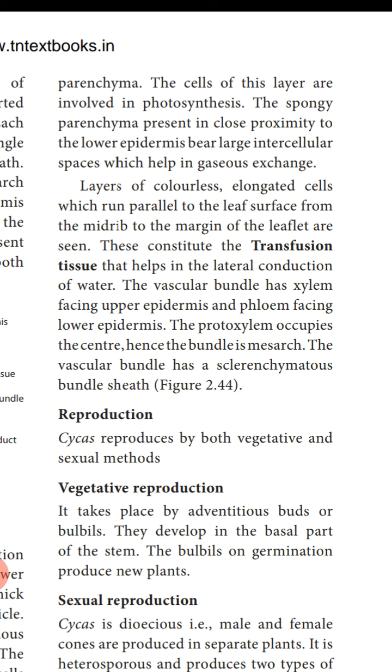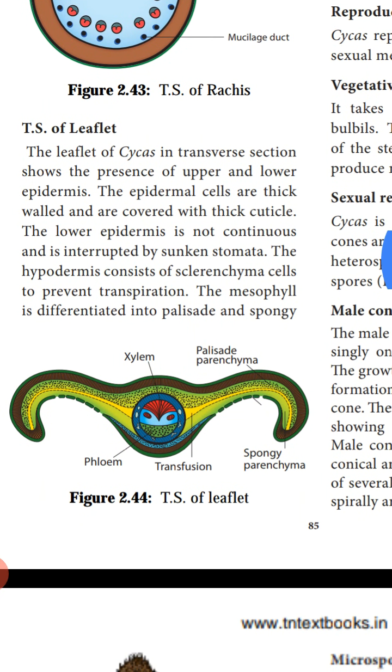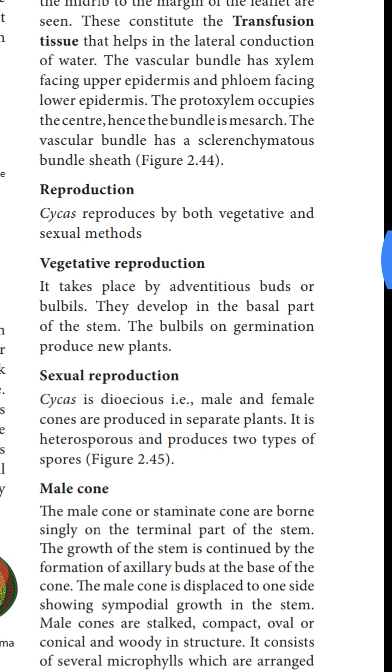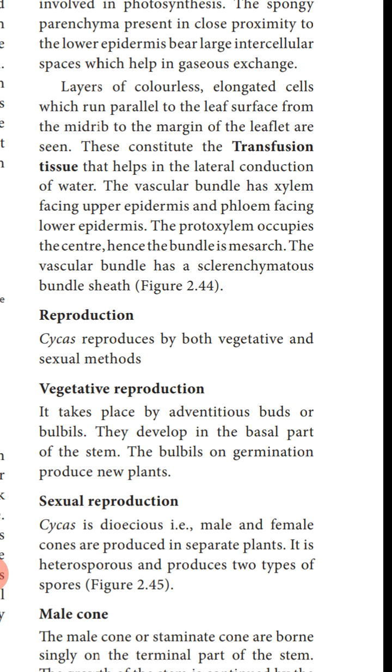Next here, what is it? The layers of colorless elongated cells which run parallel to the leaf surface from the midrib to the margin of the leaflets are seen. These constitute the transfusion tissue. Here you can see in this diagram the yellow colored cells from the vascular bundles. These yellow cells, which are parallel to the epidermis, run towards the tip of the leaf. They are called the transfusion cells. These transfusion cells help in the lateral conduction of water.